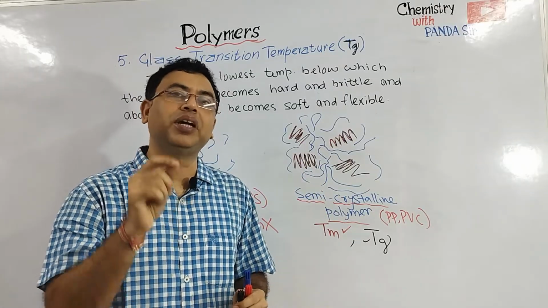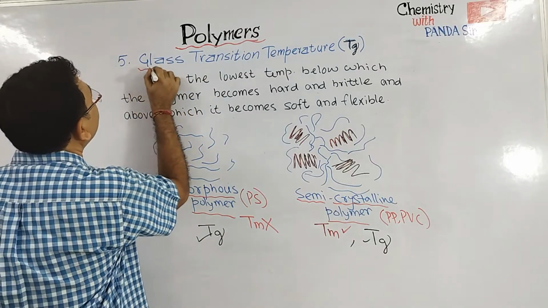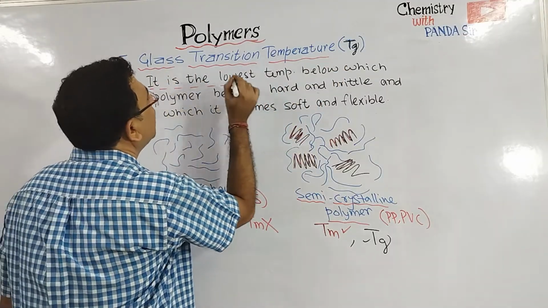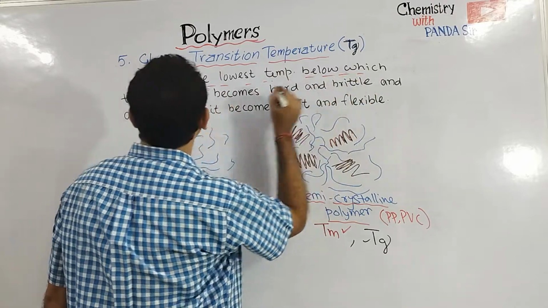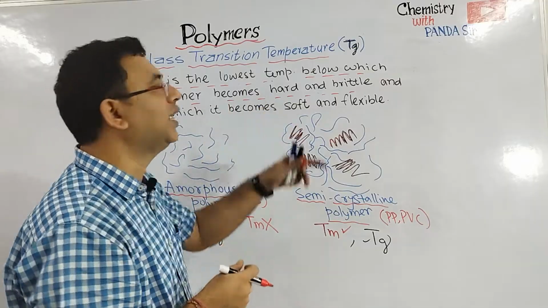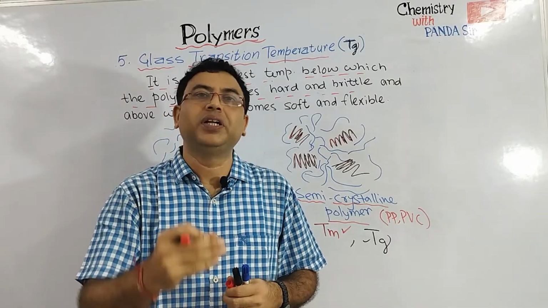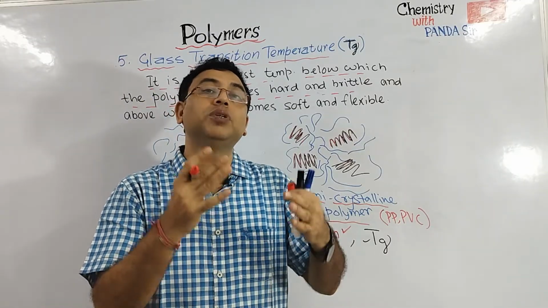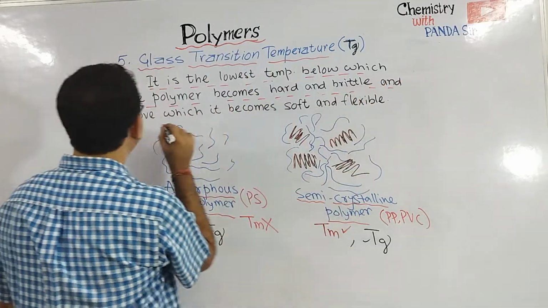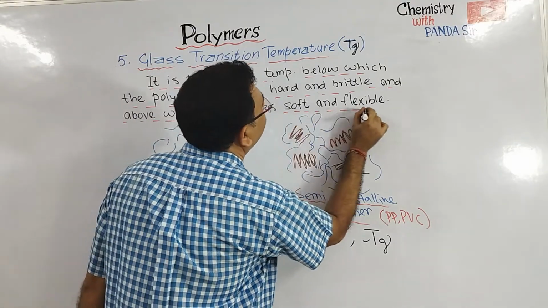Now the question is, what is glass transition temperature? I have given you the definition. It is the lowest temperature below which the polymer becomes hard and brittle. Very hard, and we can understand if the hardness increases, obviously the brittleness increases. So if I decrease the temperature, the polymers become very hard or glassy. But if I increase the temperature above the glass transition temperature, the polymer becomes soft and flexible.